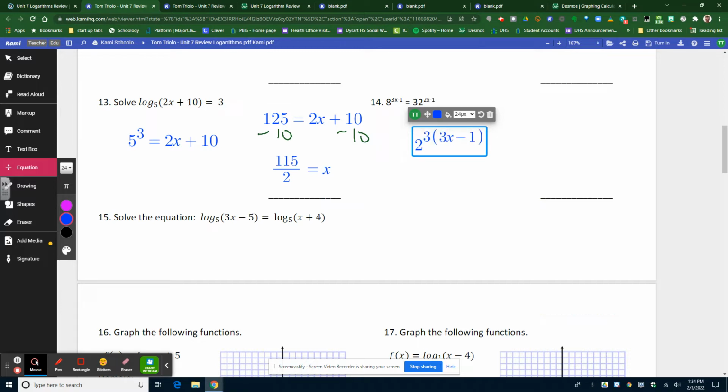Okay? 32. That must be 2 to the 4th then, yes? No. It's the fifth. 2 to the 5th. Okay? And I'll put an equal sign in between here. And then up here, I got 2x minus 1.